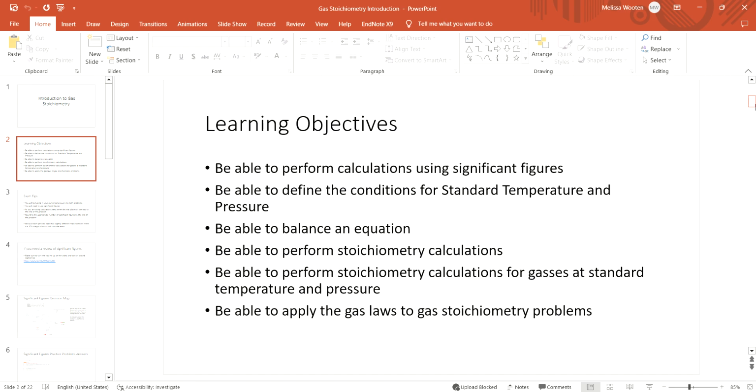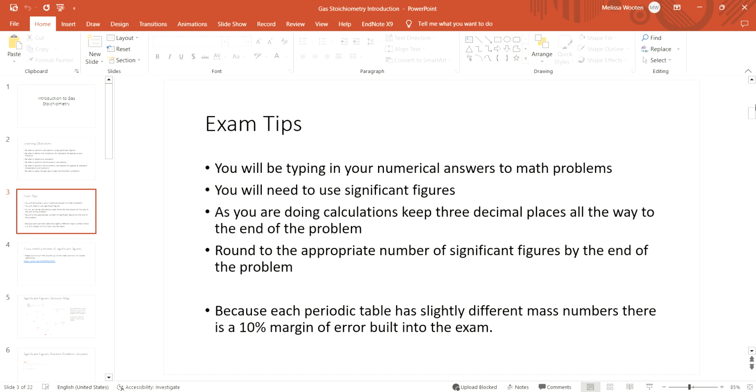Some of these are carryovers from things that you've done before, so some of these things like using significant figures, balancing an equation, and doing regular stoichiometry calculations should already be familiar for you. Also, at this point, we've done gas laws, so standard temperature and pressure should be at least a little bit familiar, so it's really the bottom two that are new. So this does look like a lot, but the new stuff are these last two objectives.